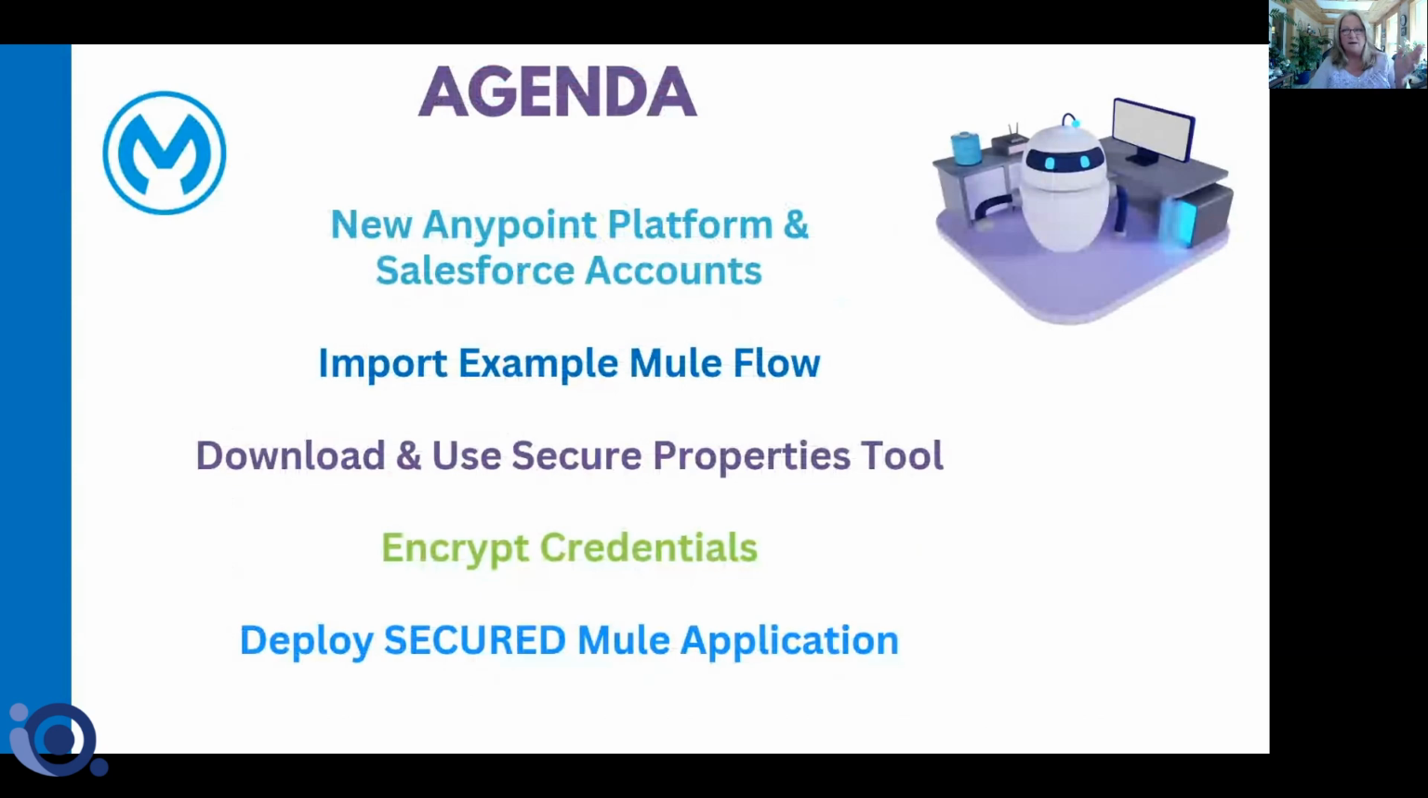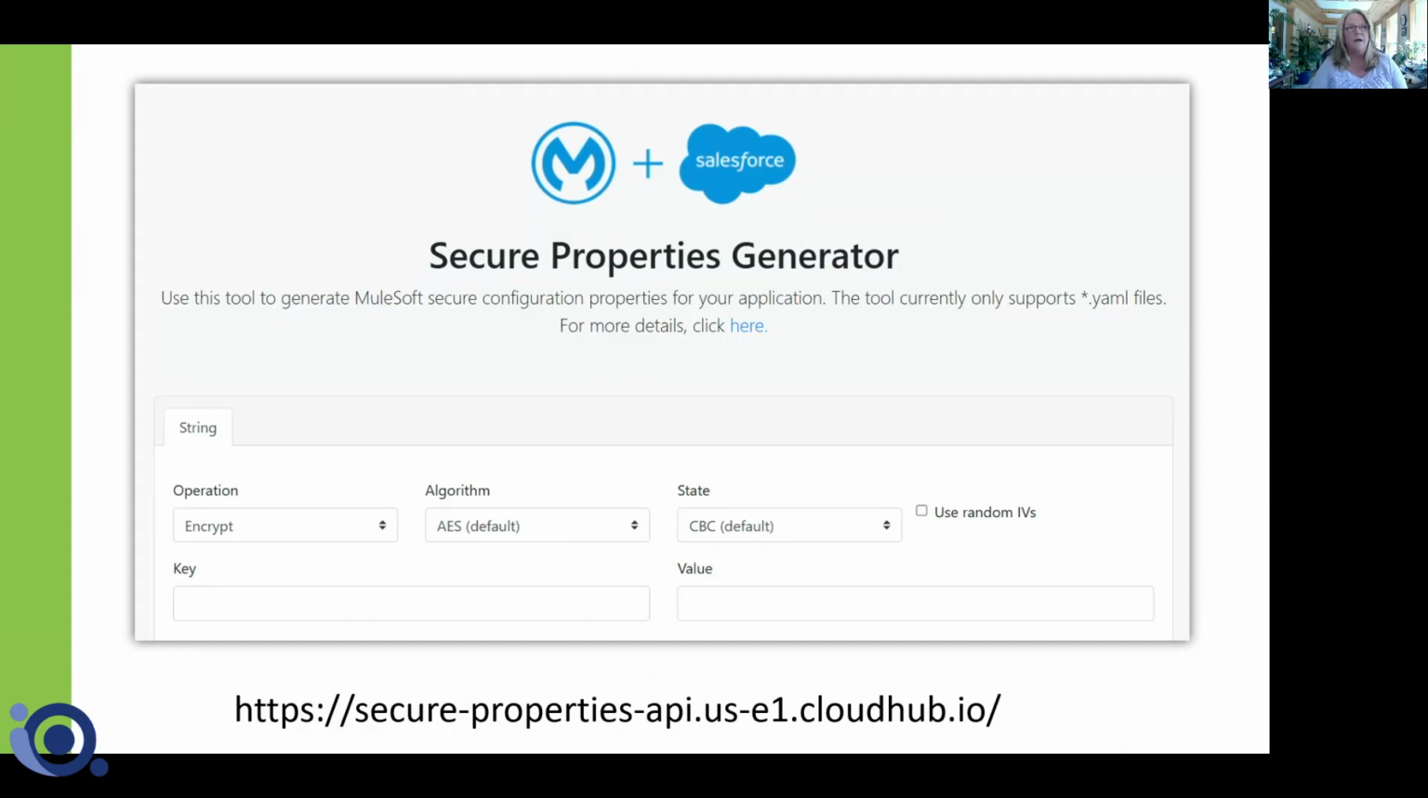We imported the example Mule flow that's in the link of the first YouTube there. And then we downloaded and used the Secure Properties tool. Now, there is also a web version of this, but the way that I was taught to do this, I find it really convenient to have it also in my Mule application. You can delete it before you deploy it to production. It doesn't take up that much space, but it also is very handy. So this is an option to use it here.